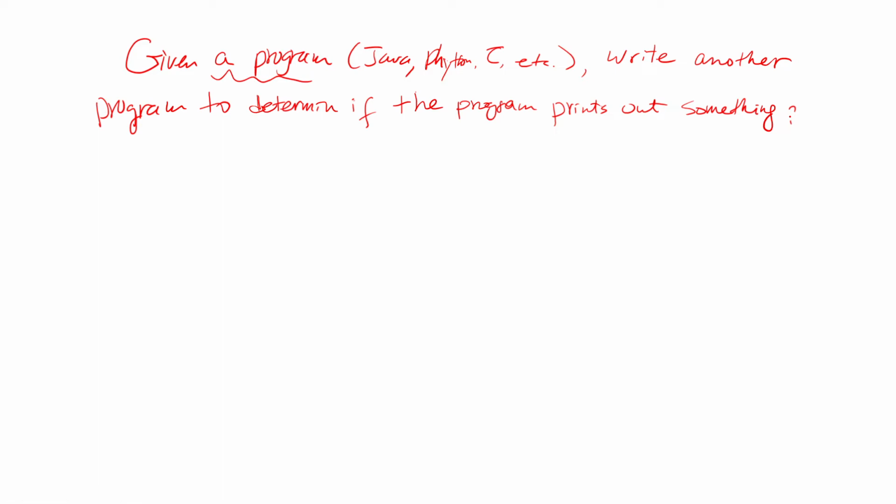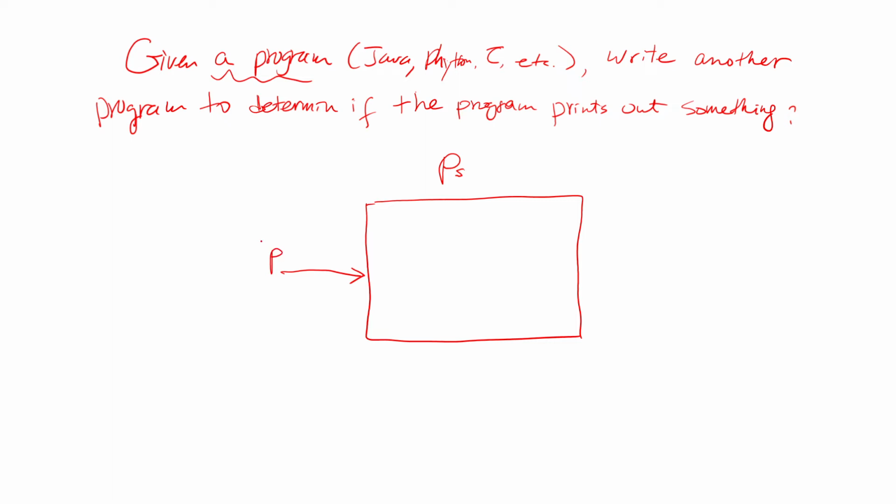So, there are some tries to solve this problem. Basically, we can look at it as this diagram. This is the program you're going to develop, and we call it PS. Then there's the input, which is a program, and the output is yes or no: yes if this program prints out something, and no if this program does not print out something.